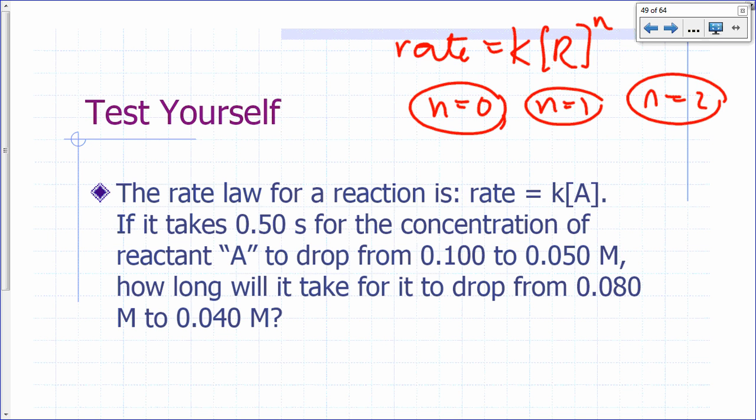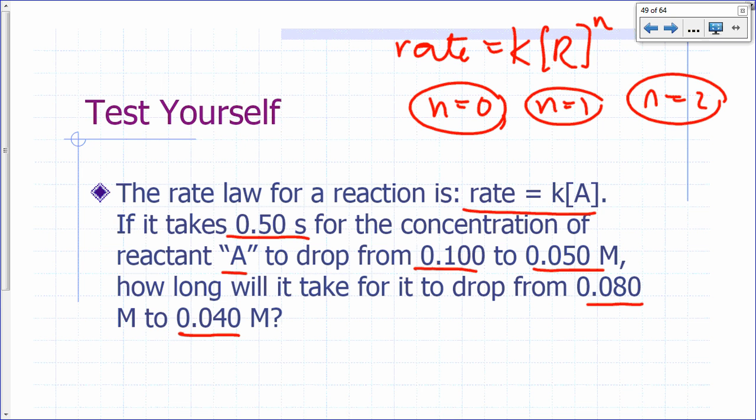The rate law for this reaction is rate equals k times concentration of A, where A is your reactant. So if it takes half a second for the concentration of reactant A to drop from 0.1 to 0.05, that means getting it cut in half from 0.1 to 0.05. How long will it take for it to drop from 0.08 to 0.04?